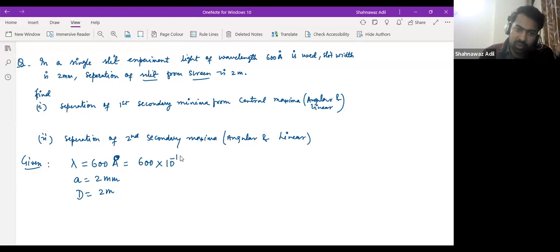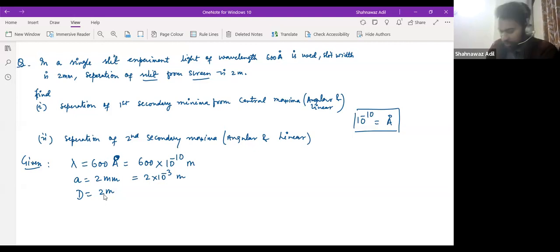So 10 to the power minus 10 meters. 10 to the power minus 10 is angstrom. Okay, 2 millimeter is 2 into 10 to the power minus 3 meters. And this is in SI units. So all the things are in SI units.